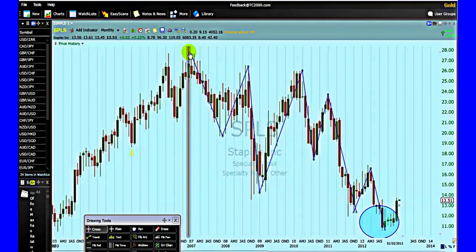This is a corrective move. 1, 2, 3, and then a move up. Okay, and then it went down 1, 2, 3, 4, 5. Can you see now? This is a complex corrective wave, which is a kind of double zigzag. Okay, you see, A, B, C.